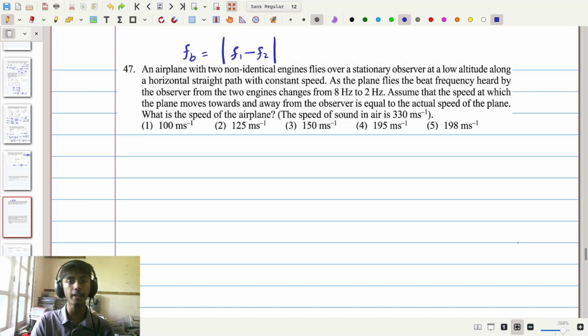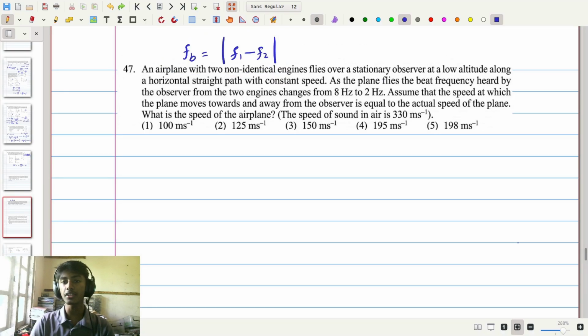Now according to that, as the plane flies, normally we would hear FB. However, when the plane flies towards the observer, due to the Doppler effect, the frequency FB gets increased all the way up to 8 Hz. Then, when the plane starts flying away from the observer, again due to the Doppler effect, the frequency of FB gets reduced all the way down to 2 Hz.